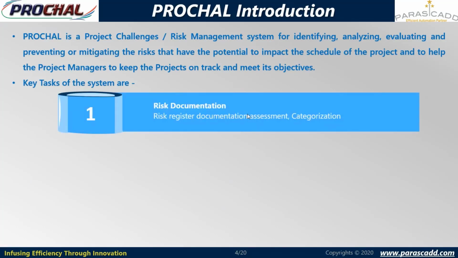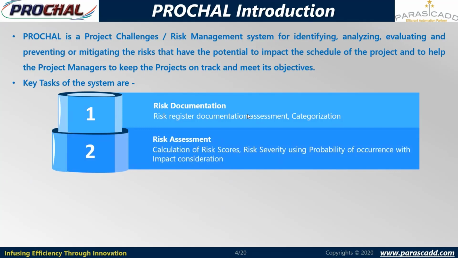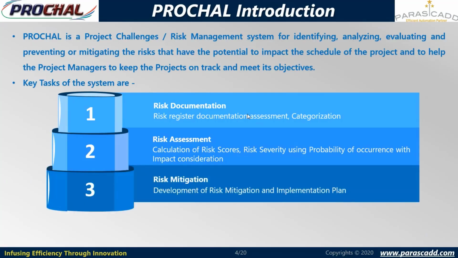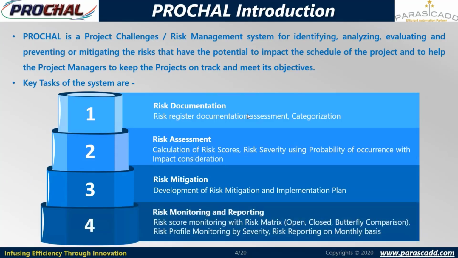So, risk documentation. In risk documentation, we are keeping the record of various risk documents like a risk ID. We are assigning risk IDs and we are categorizing the risks. Then risk assessment. In the risk assessment, we are calculating the risk score and risk severity using the probability of occurrence with the impact consideration. And risk mitigation. In risk mitigation, we are developing the risk mitigation and implementation plan to reduce the impact of that risk on the project schedule. And risk monitoring and reporting.